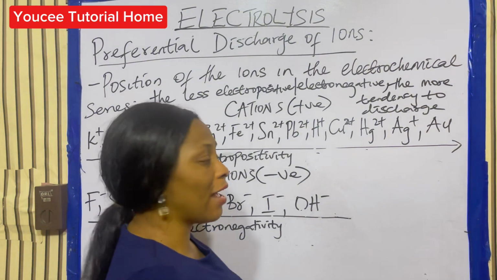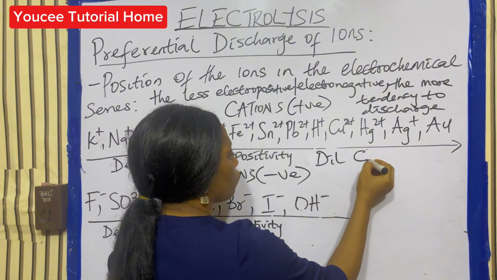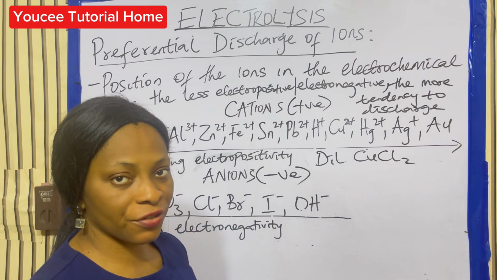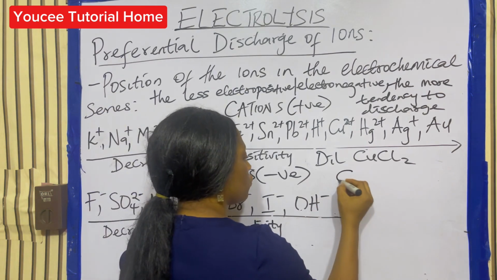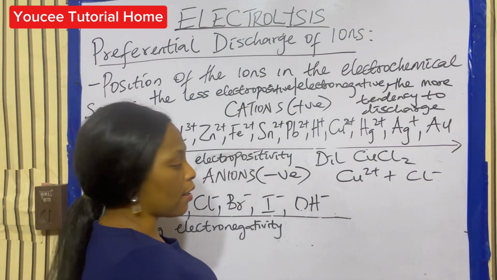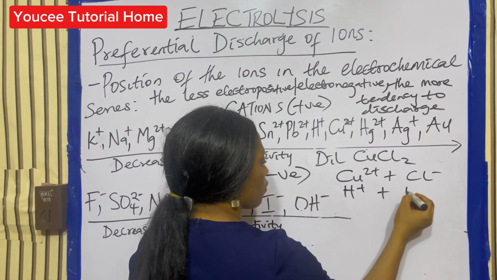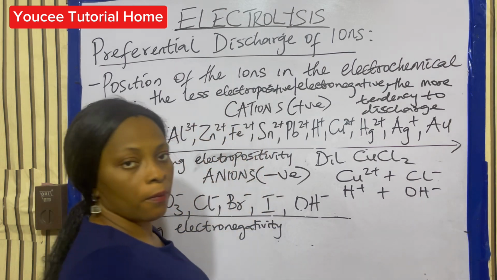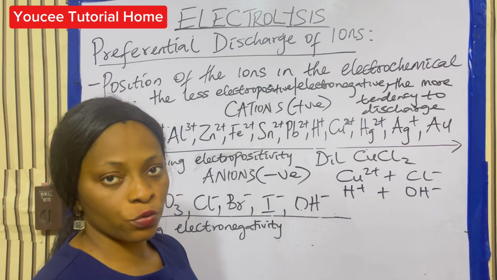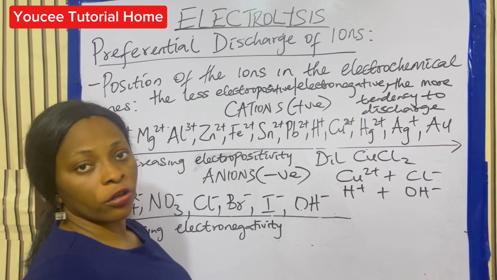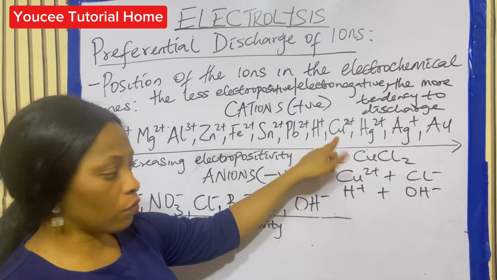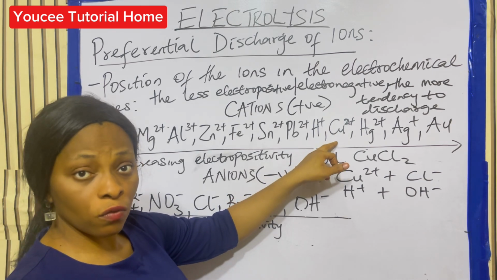Okay, so let's look at dilute copper(II) chloride. Dilute copper(II) chloride. Let's see how it will be discharged. Okay, so let's dissociate. This will give us this. Then in water, it will also give us this. Now, between this and this, who is going to go at the cathode? Let's look at their electrochemical series. This one is higher than this in the electrochemical series. So who is going to go? The lesser one is going to go, right?